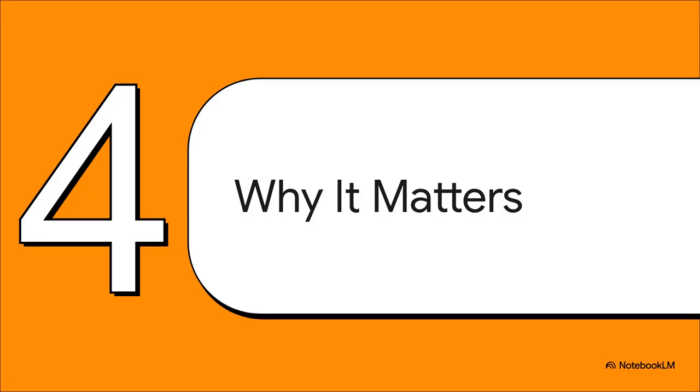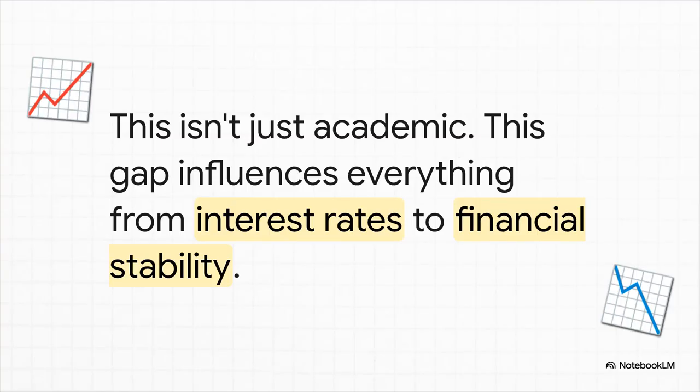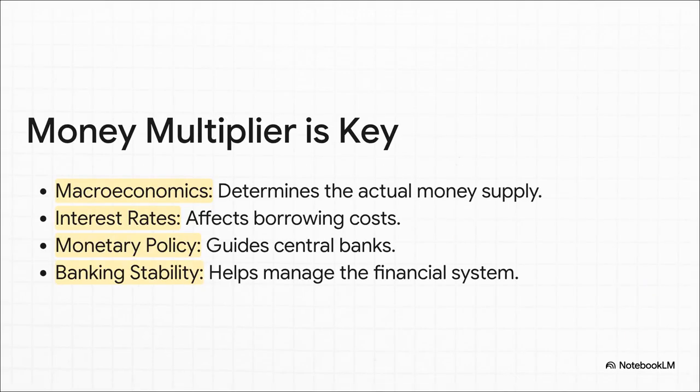Now, I know what you might be thinking. Okay, this is just some tiny little distinction that only economists argue about, right? Wrong. Understanding this gap between the blueprint and the reality, it has enormous consequences for every single one of us. And I mean it. This is not just some academic footnote. This gap is the difference between a predictable machine and a complex, living system. It influences everything from the interest rate on your car loan all the way up to the stability of the entire global economy.